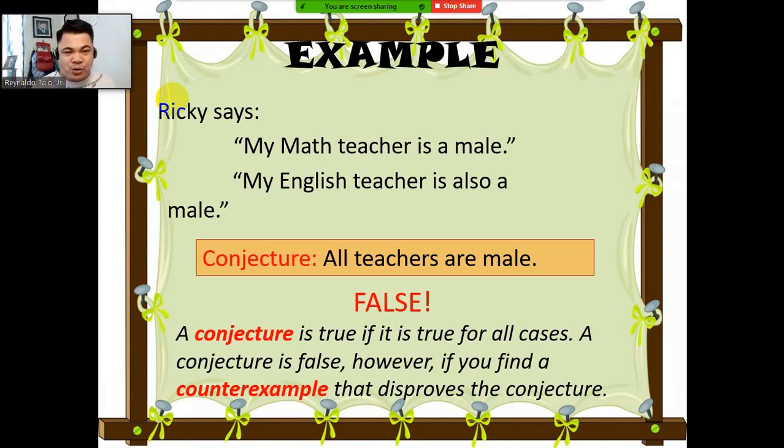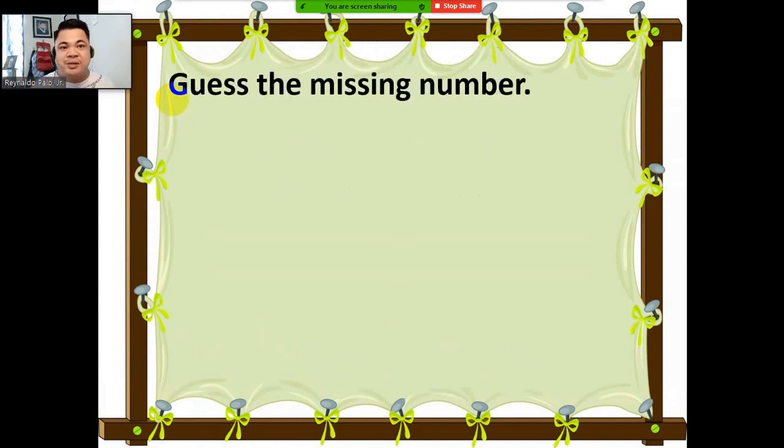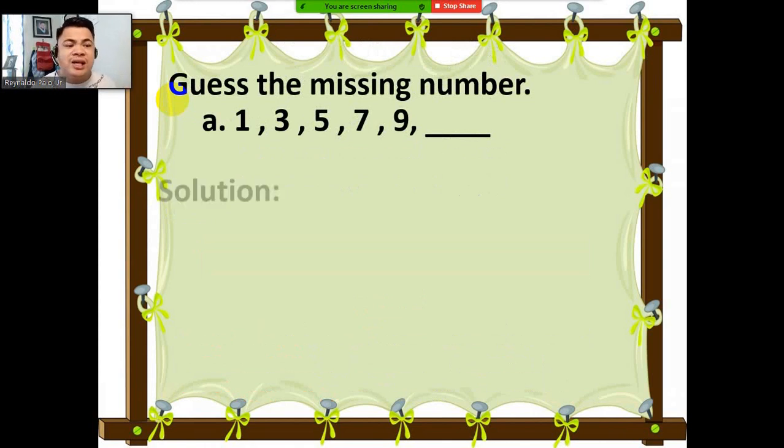So when you make an argument, if you think that there is a counterexample that will disprove the idea of others, you can actually say that. Okay? Next, guess the missing number. 1, 3, 5, 7, 9. What do you think is the next number? Very good. It is 11.